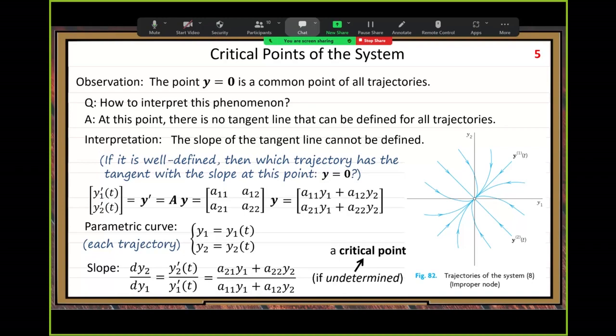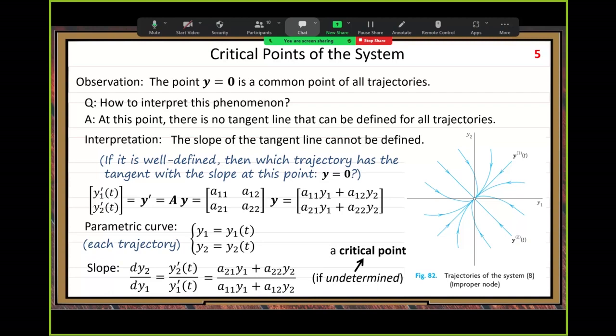So here, the main concept: we want to look at critical points. When we look at trajectories, there are some special points. It could be more than one, several. Later you will see we have more than one critical point.